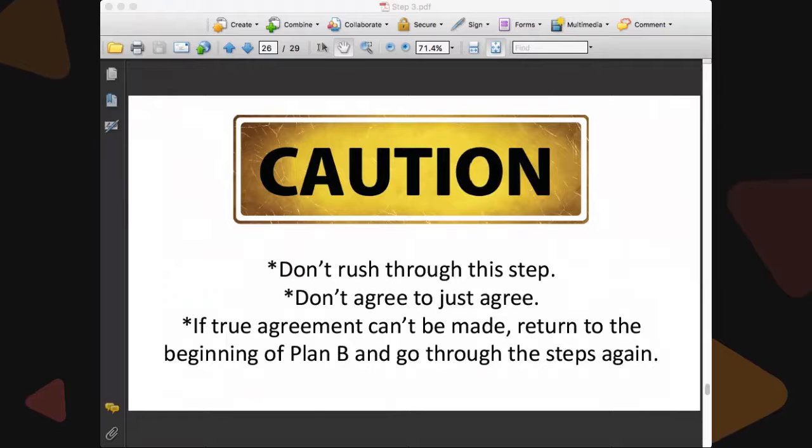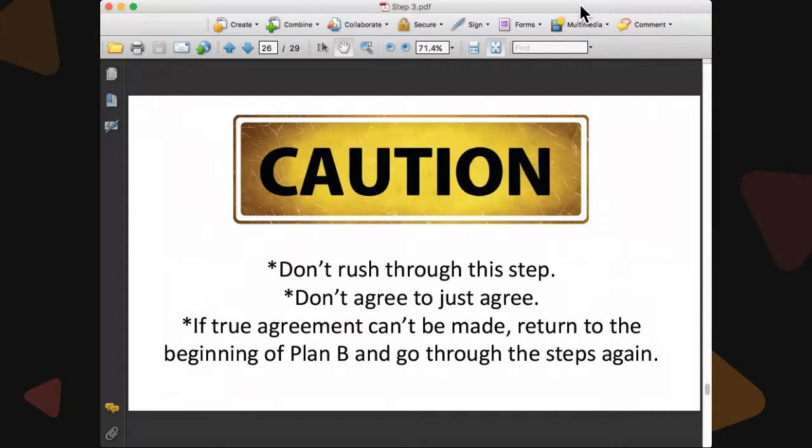And if you can't come to any kind of agreement, then what's best is to return to those beginning steps of Plan B and work through the process again. The other thing to know is that there are times when the solution you came up with in Plan B doesn't work. And then it's kind of like, okay, we need to go back to the drawing board, right? And come up with some other ideas.